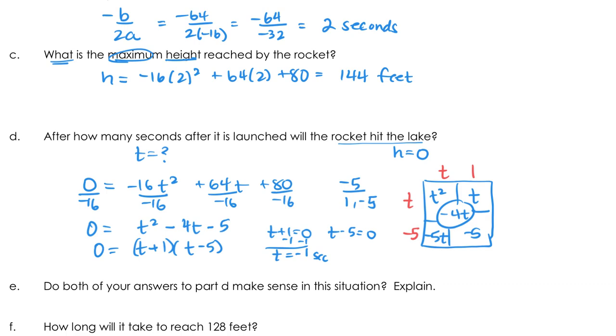And we can't have negative time in our scenario, so I'm just going to X that part out. And now on the second equation, if I add 5 to both sides, I get t is equal to 5 seconds. That does make sense, and that's going to be the answer to our equation. So it takes about 5 seconds for a firework to hit the water. Now this part is saying, do both of your answers make sense? No, they do not. We just talked about that. We cannot have negative time.